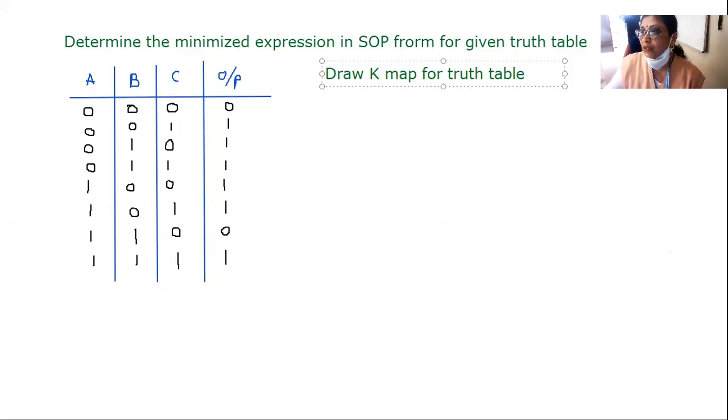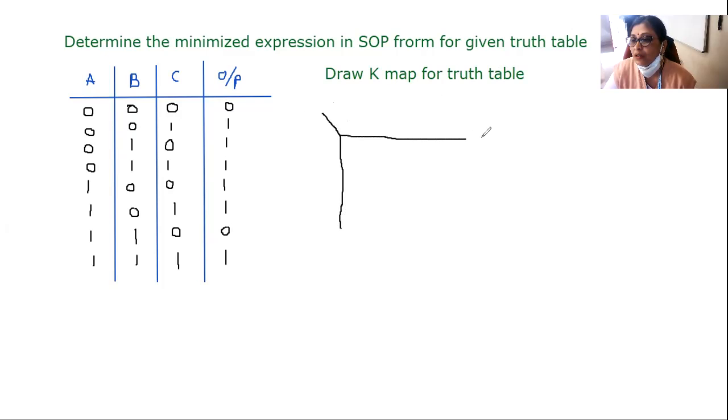How many variables are there, students? How many variables are there? Can anybody tell me how many variables are there? 3. 3 variables are there. Okay. So if 3 variables are there, how many cells are there in the K-map? 2 to the power 3. It comes out to be 8. 8 cells are there. Okay.